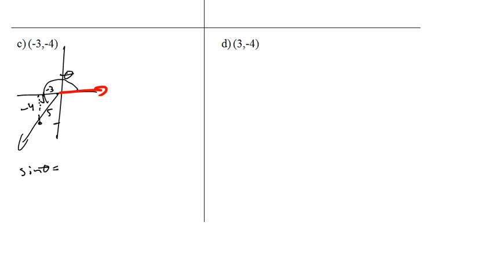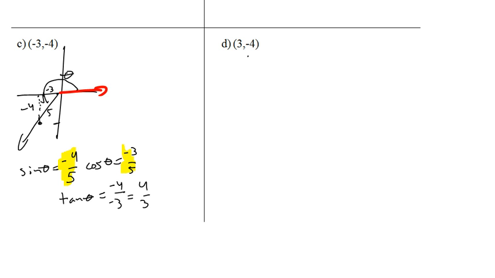So sine theta is going to equal negative 4 over 5. Oops. It's a horrible looking 5. That's better. Cos theta is going to be negative 3 over 5. Tan theta is going to be negative 4 over negative 3, which of course just equals 4 over 3. And again, notice 2 out of the 3 of these are negative.